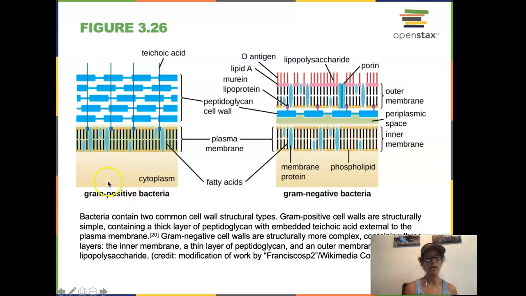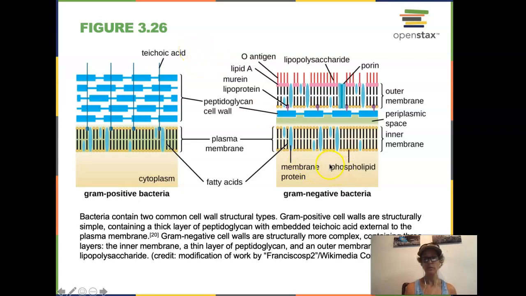So when we look at gram-positive bacteria in sort of a side cartoon view, we've got the plasma membrane, we have transmembrane proteins, we have peripheral proteins, and we have a whole bunch of layers of peptidoglycan. We also have this little vertical line called teichoic acid that is not found in gram-negatives.